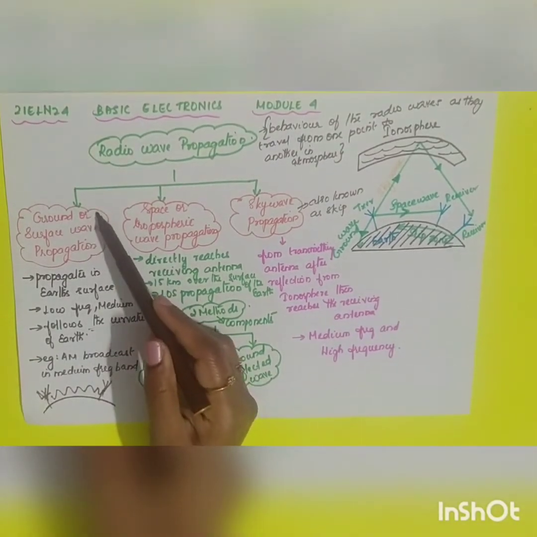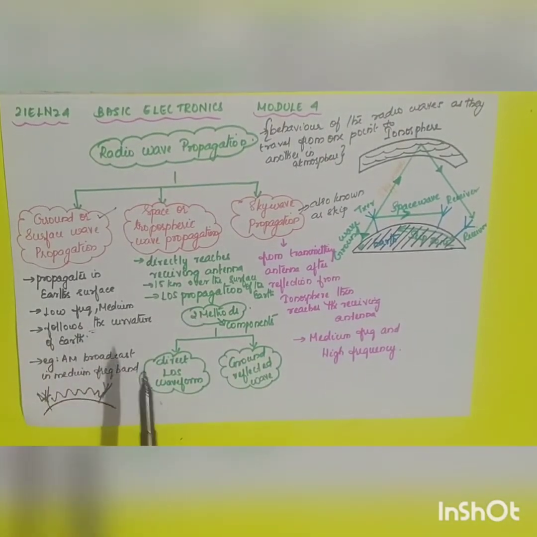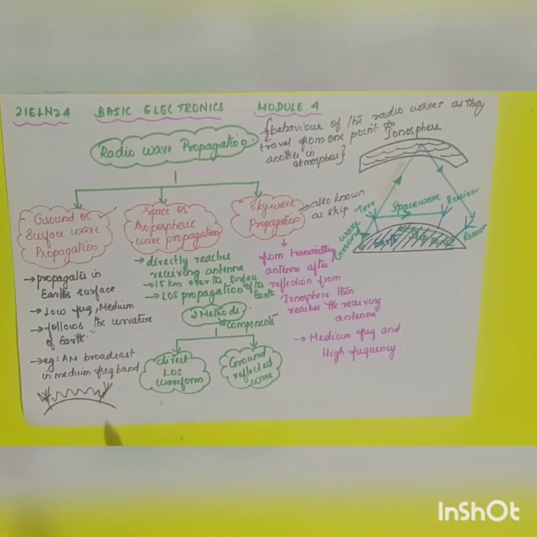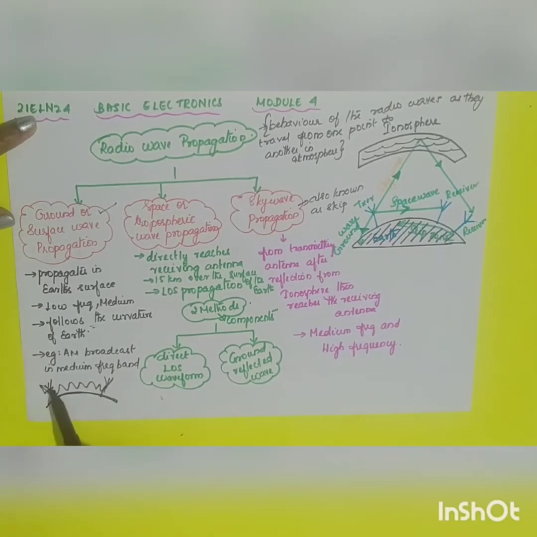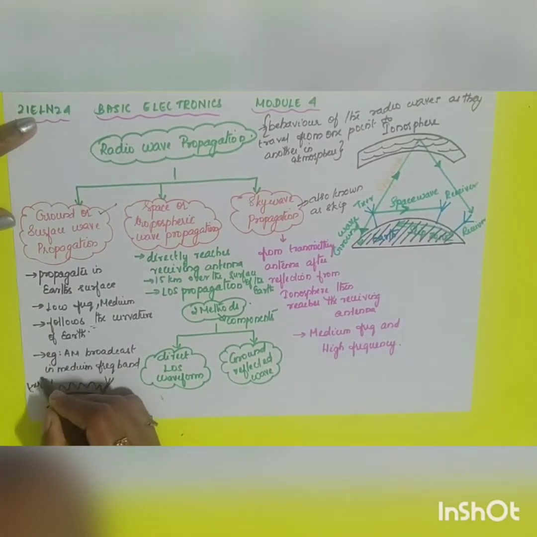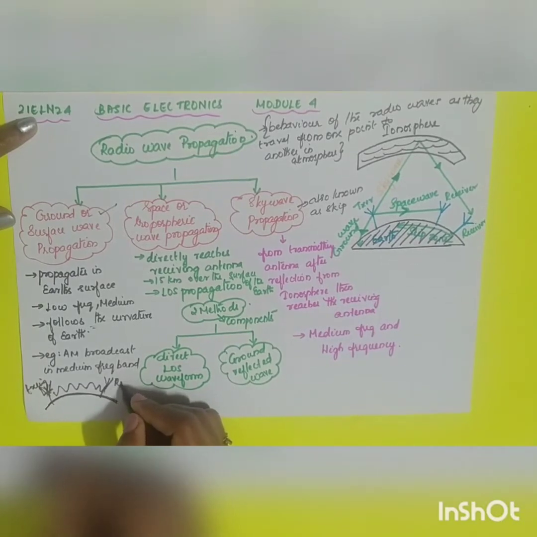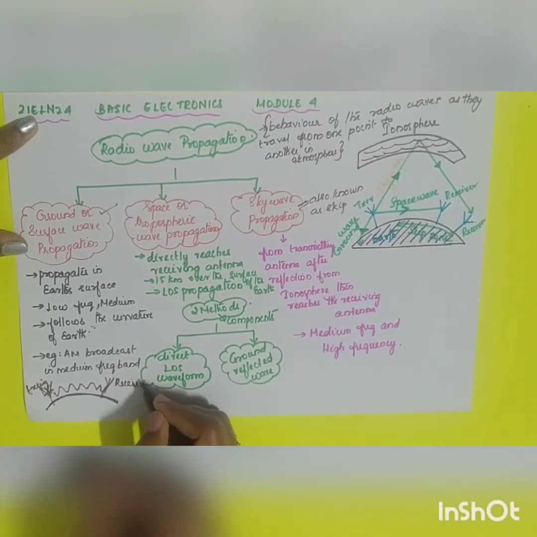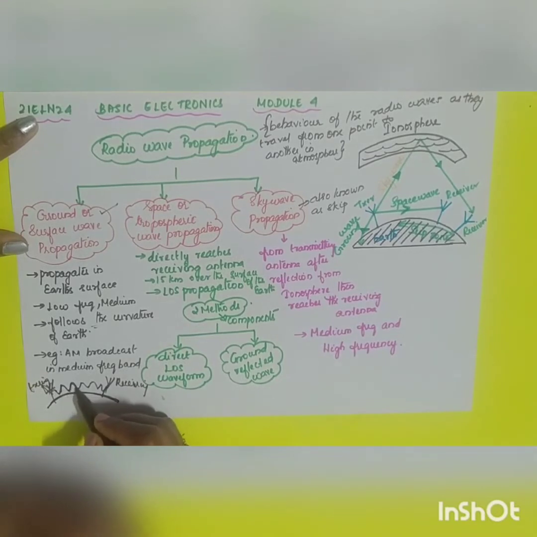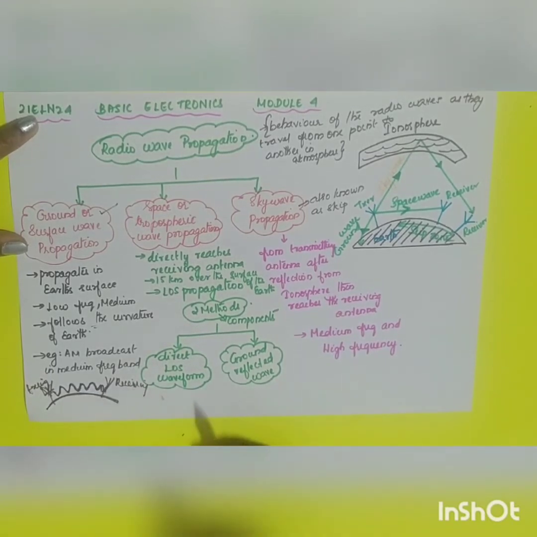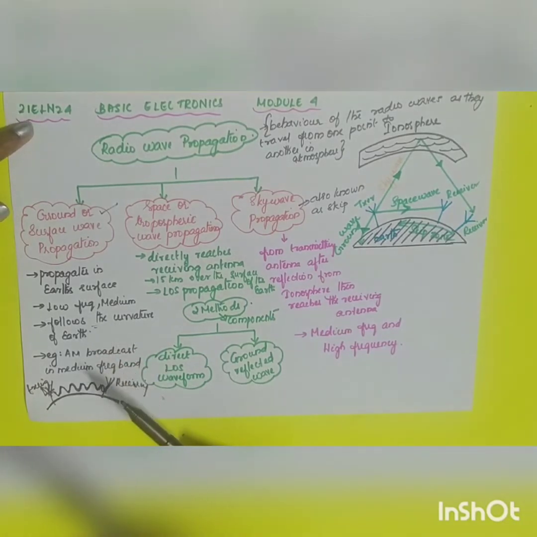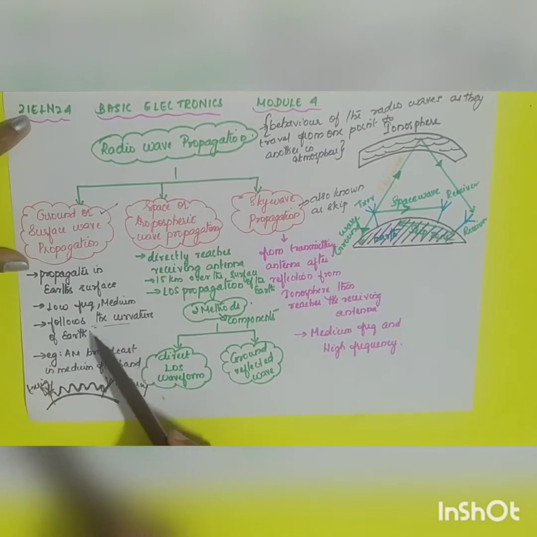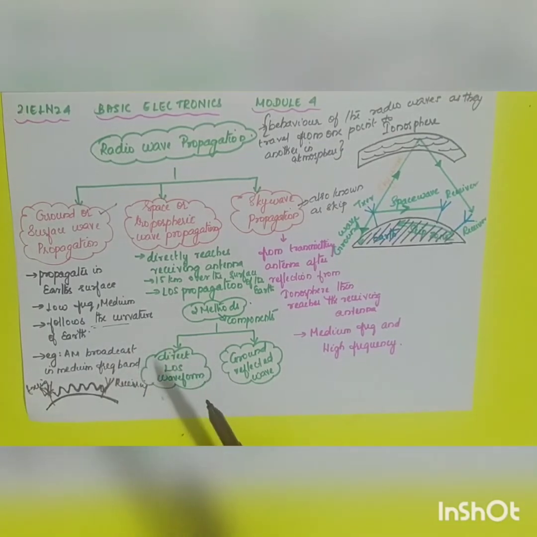So what is meant by ground or surface wave propagation? These are the waves that propagate along the Earth's surface. It is usually used for low frequency waves. For example, if this is the Earth's curvature, with a transmitting antenna here and a receiving antenna here, the wave will always follow the curvature of the Earth. Such wave propagation is called ground or surface wave propagation. An example is AM broadcast.